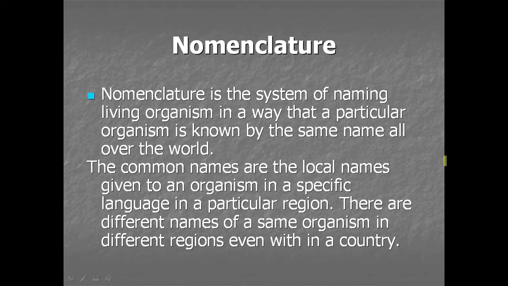Now, nomenclature. Now, what is nomenclature? It is the system of naming living organisms in a way that a particular organism is known by the same name all over the world. So, the common names are the local names given to the organisms in a specific language in a particular region. And there are different names of the same organism in different regions even within a country.